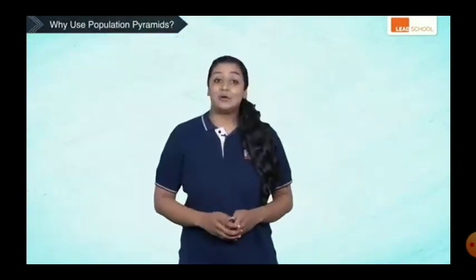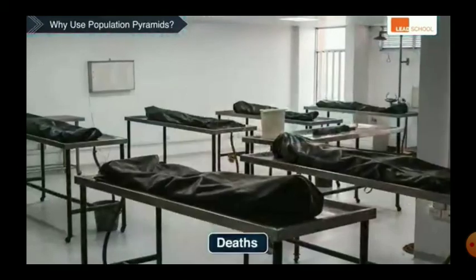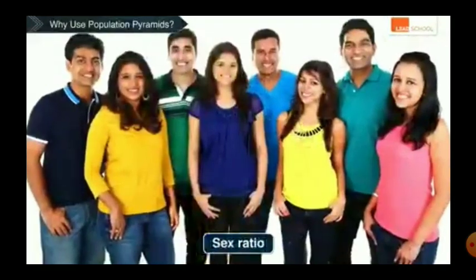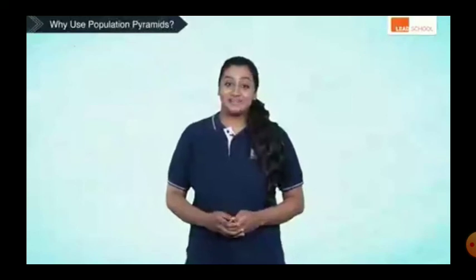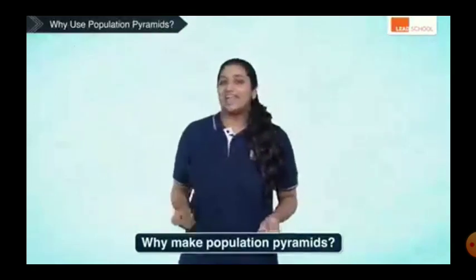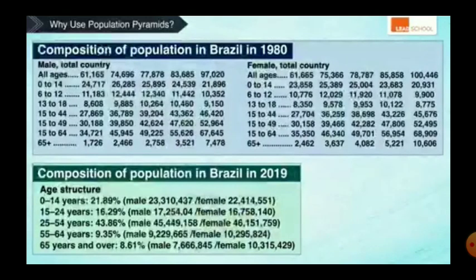Reading and analyzing population pyramids can give us an idea of births, deaths, health conditions, the sex ratio, and so many more things. But we can get this information directly from numbers too. So why should we make population pyramids? Let's find out with the help of an example. Here is the age and sex data of Brazil in 1980 and 2019. Is it easy to spot the changes? No, not really. And it is also time consuming.